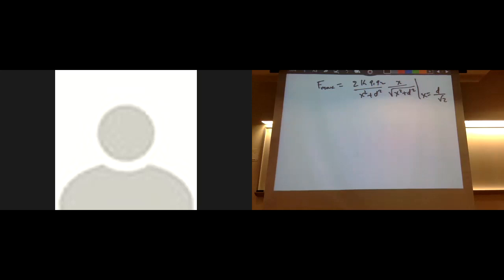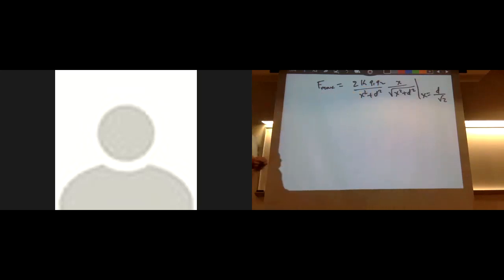So that's just the force expression that you had originally. And now I'm simply going to evaluate that at the maximum position because that's the maximum force, where the maximum position we just found was d divided by square root of 2. I'm just plugging it back in.